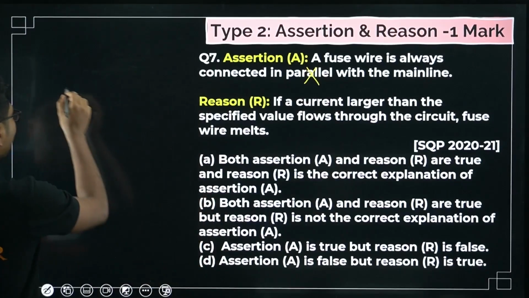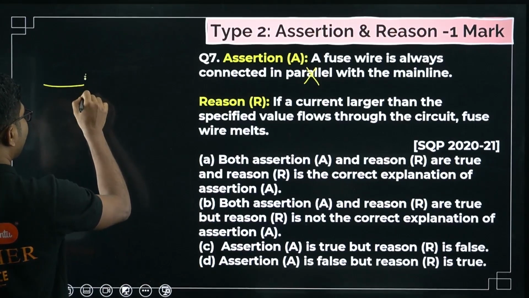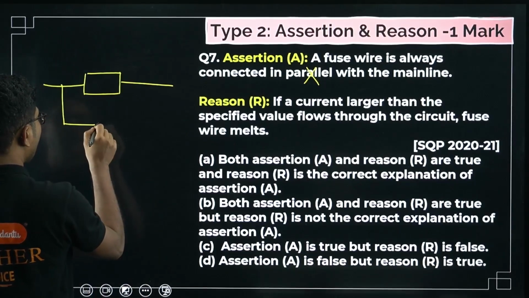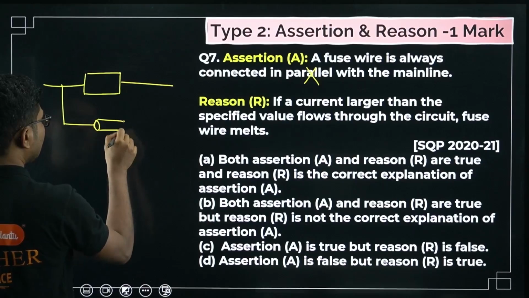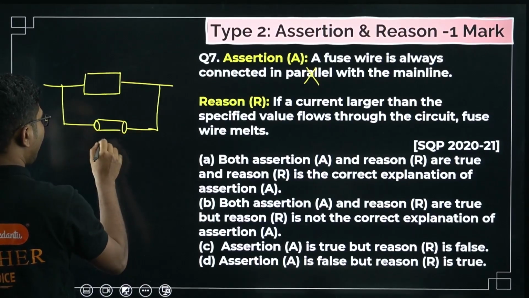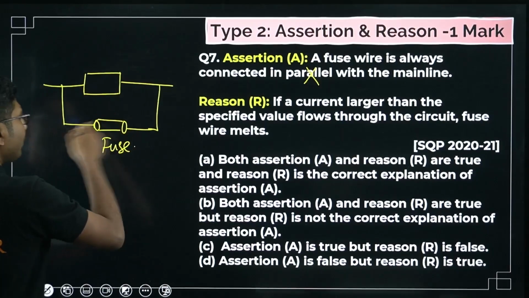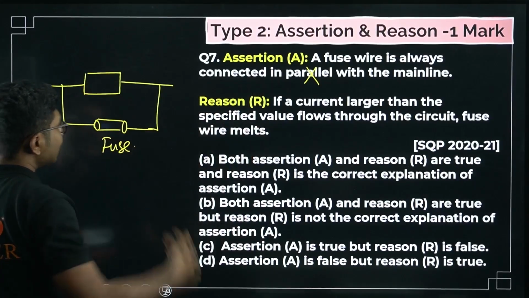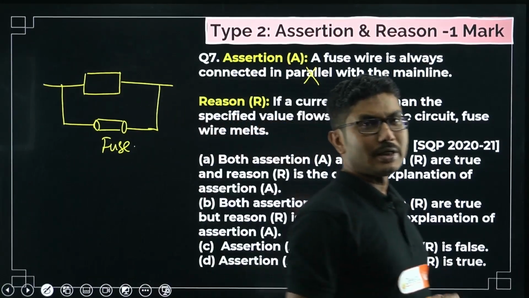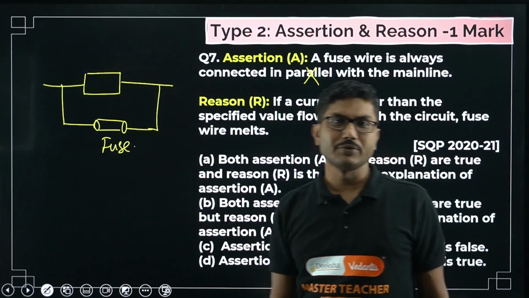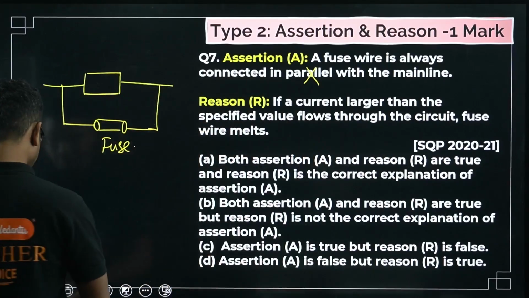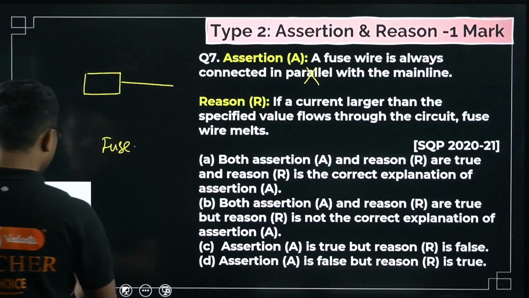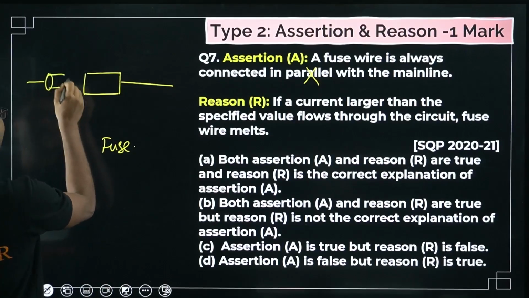For example, suppose there is a device, say a fridge. This is the fridge. Now if you connect the fuse in parallel, and more current passes through this fuse, it will melt and disconnect, but the fridge is already connected in the circuit, so it will continue to function. So there is no role of the fuse to protect this device. To protect this device, the fuse has to be connected in series, right?